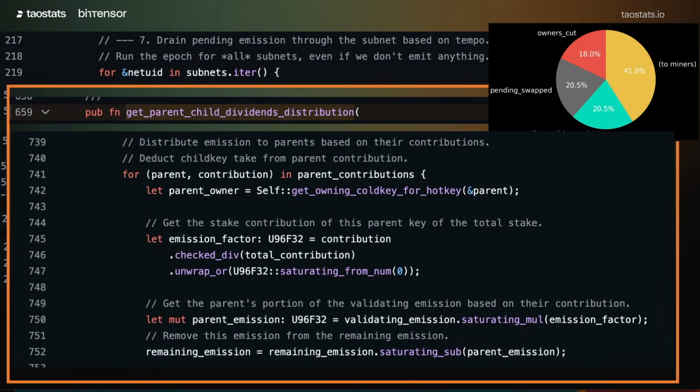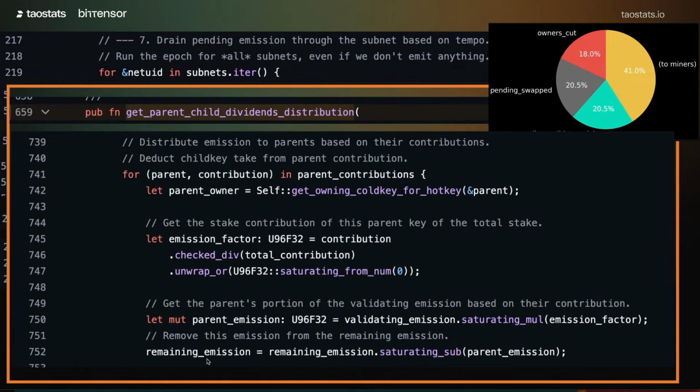Now that we have all of the parent contributions, and we know the dividends, the emissions that are being distributed to all of these validators, we can get the emission factor. The emission factor is their contribution divided by all of the contributions. It's a percentage: what percentage of stake does this parent have on this child hotkey? Then we can multiply that percentage times the amount of emission, and that gives us the amount of alpha going to this parent.